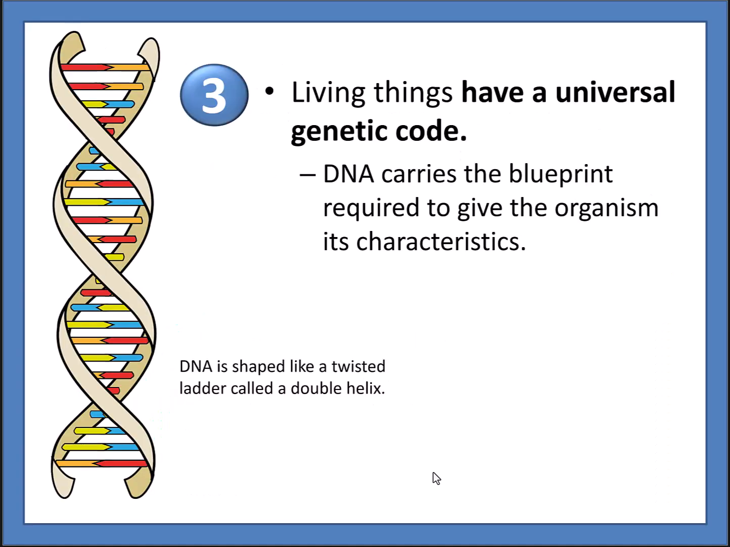Number 3, living things have a universal genetic code. The universal genetic code is in the form of DNA, and DNA carries the blueprint required to give the organism its characteristics. And we will get much more in depth in all of these characteristics throughout the year. DNA is shaped like a twisted ladder, and that shape we call a double helix. This is the code here in these colored portions that carries the information for the organism.